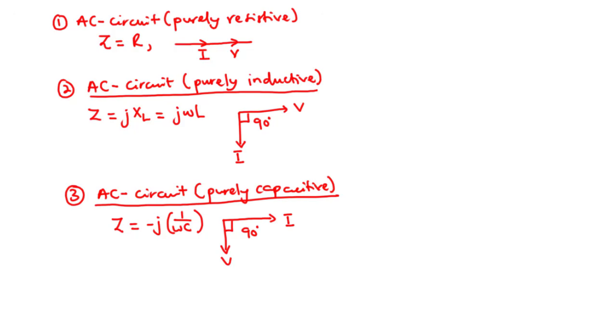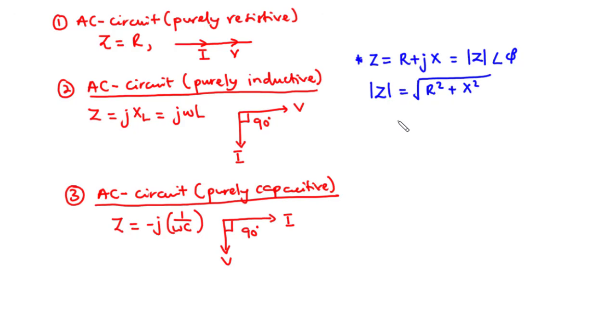Now the impedance of the circuit, that is Z, which is represented in the rectangular form as R plus jX, can as well be represented in the polar form as the magnitude of Z angle phi, where phi is the phase angle. Now the magnitude of Z is given by the square root of R squared plus X squared, and then phi is equal to tan inverse of X divided by R.